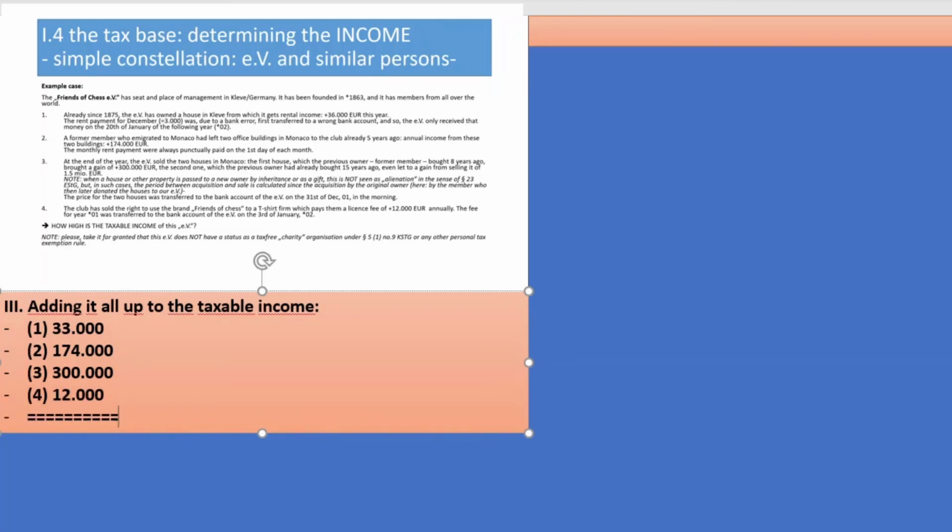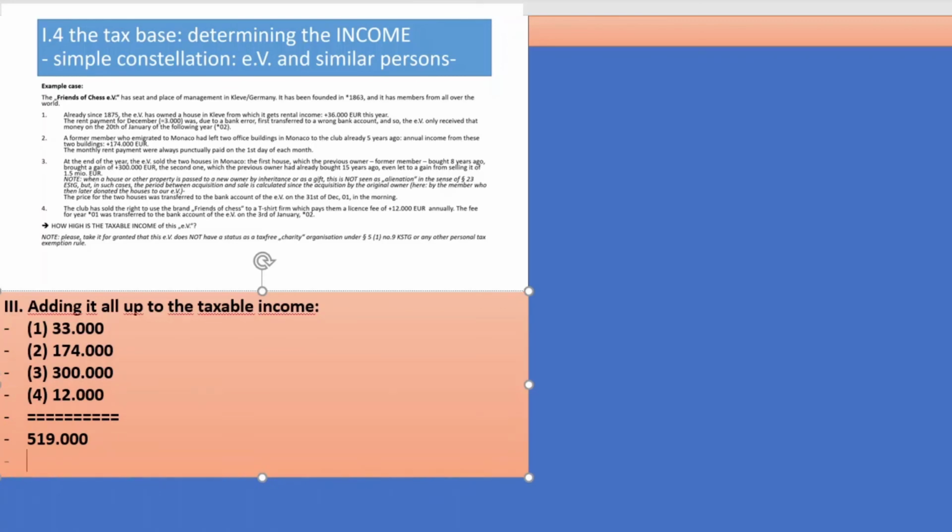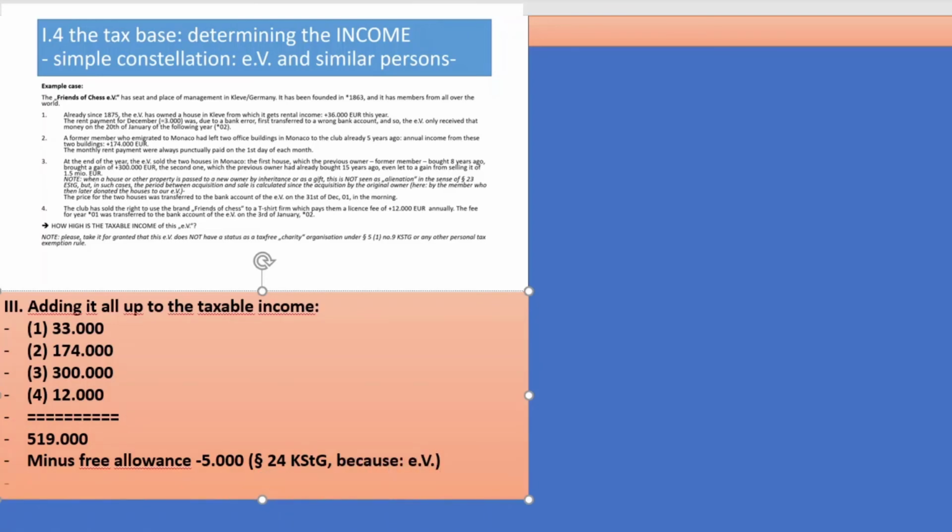If we add that all up, we end up with, okay, now I need a short look at a calculator. I believe it's 519,000. Now, minus the free allowance of 15,000 under 24 KStG, because it is an EV and EVs cannot pay dividends. So the final tax base is 550,000 euro.